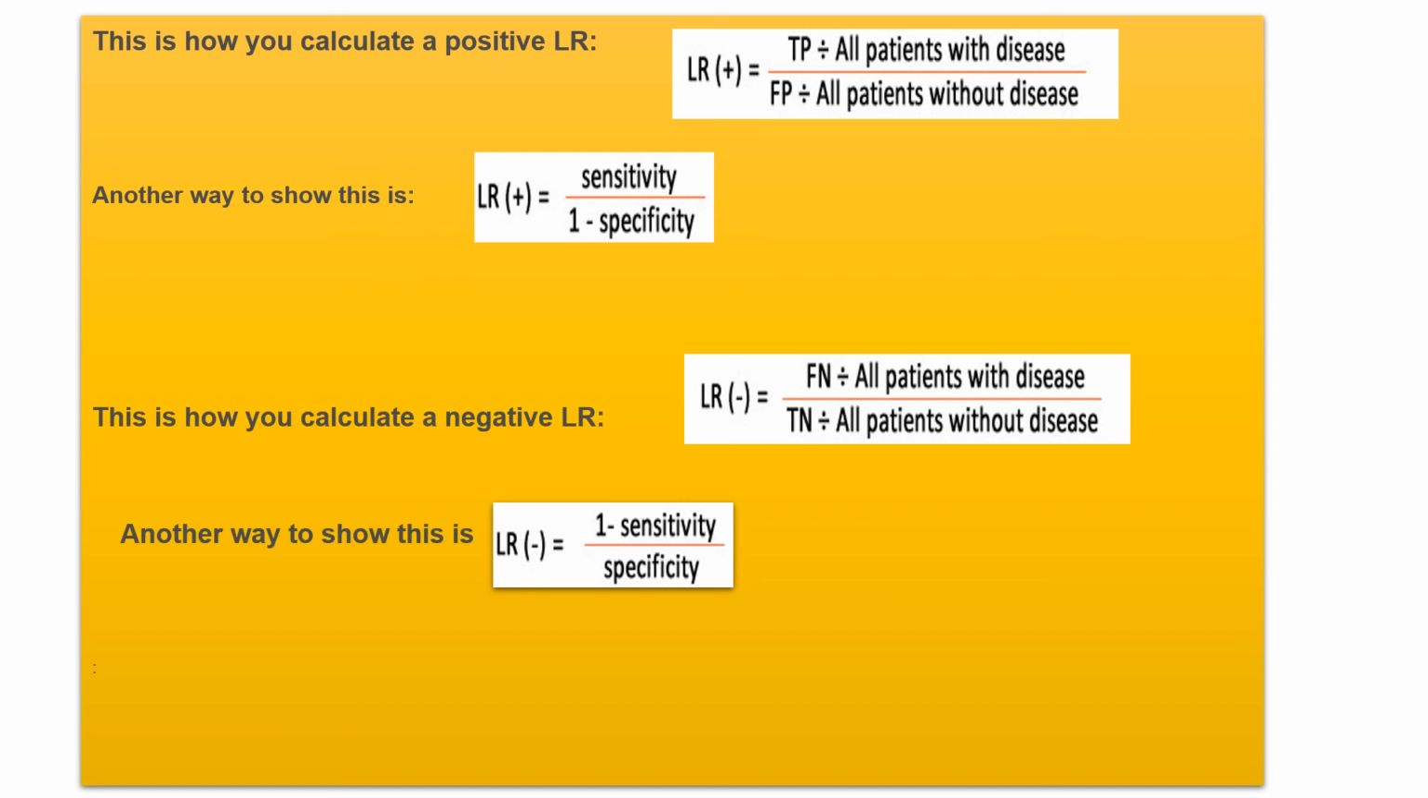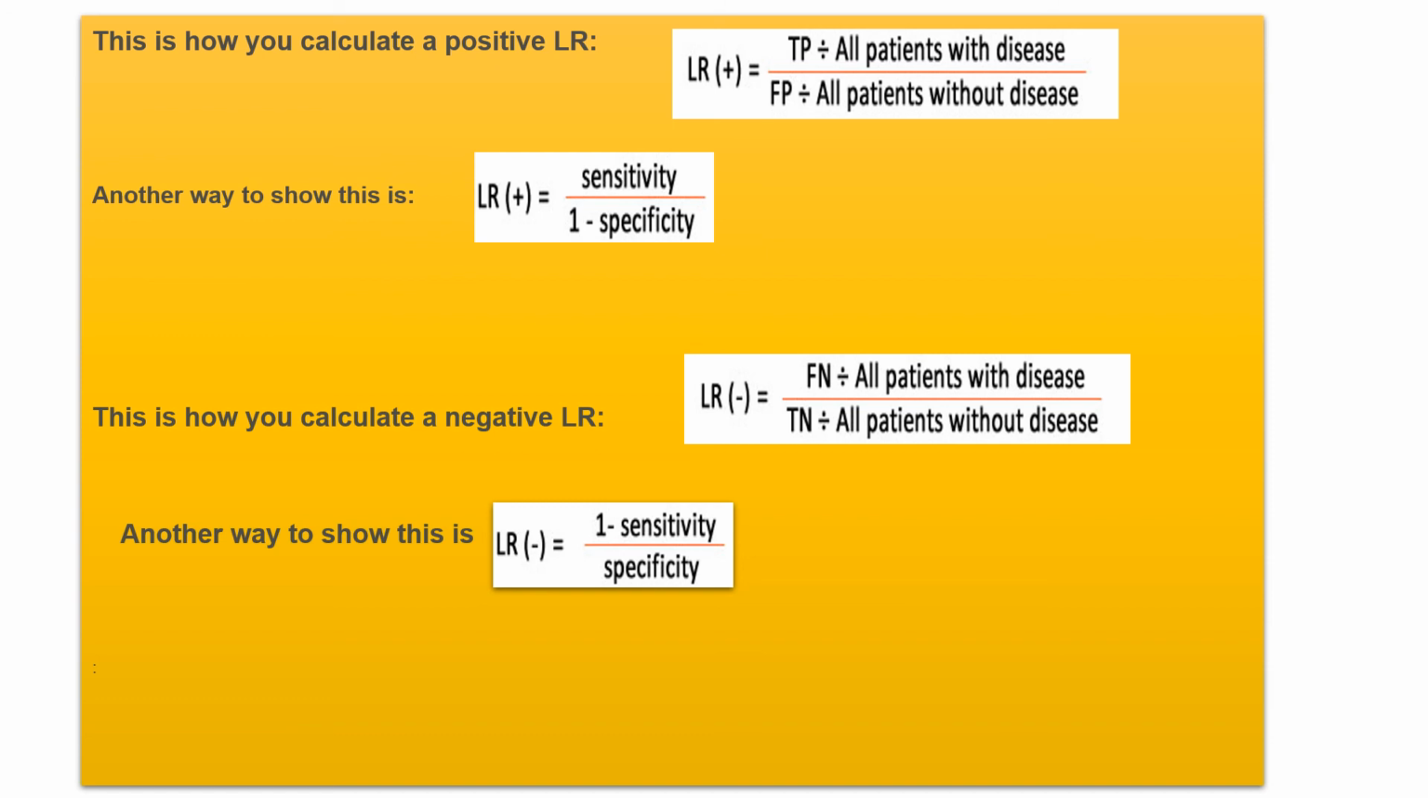Positive likelihood ratio is the probability that a test is positive in the people without the disease. And we can calculate it with two formulas. The first one is true positive divided by all patients with disease, divided by false positive divided by all patients without disease. And the second formula is sensitivity divided by 1 minus specificity.